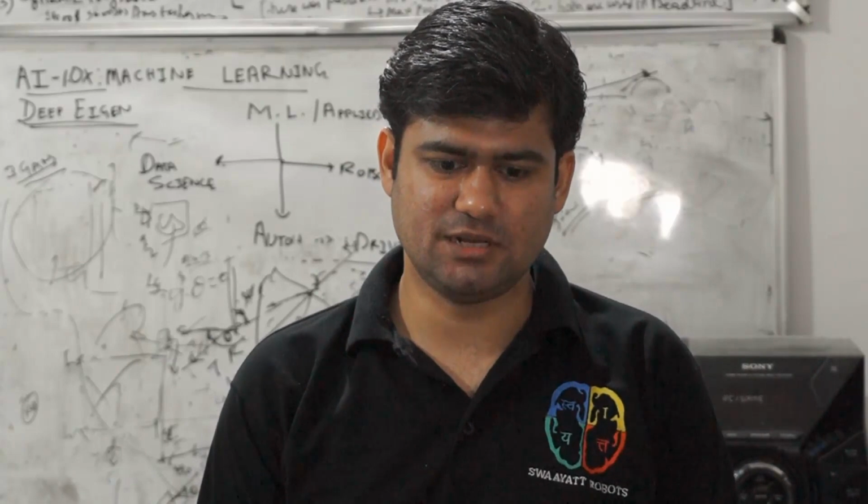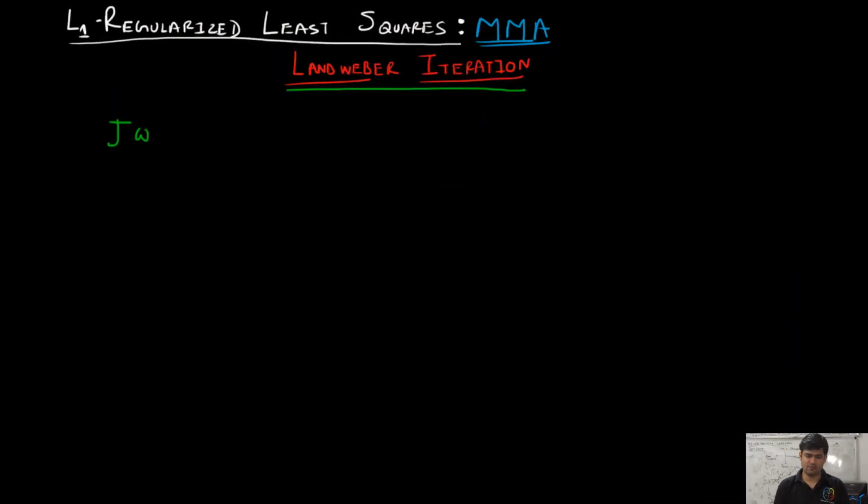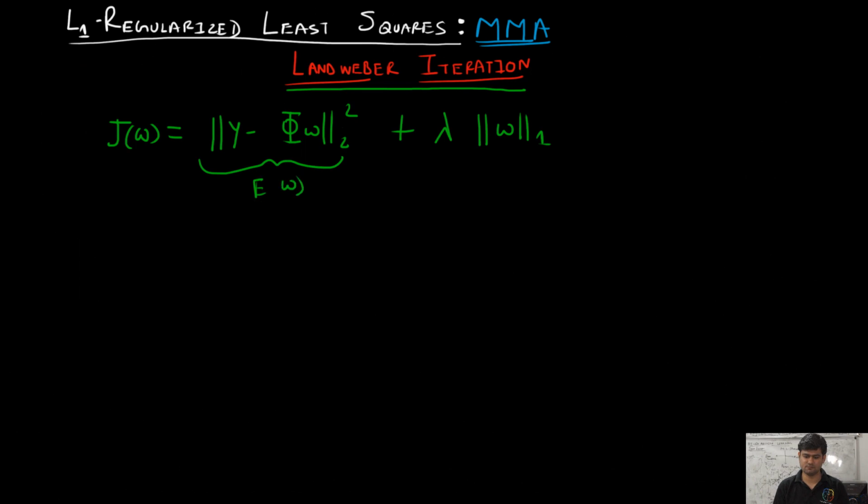So the loss function that we have in the L1 norm regularized least square regression is G of w, which has two terms. One is the norm of y minus phi times w, plus lambda times the L1 norm of the weight vector. Let's call the first term E of w, and let's call the second term R of w. So our loss function becomes E of w plus lambda times R of w.